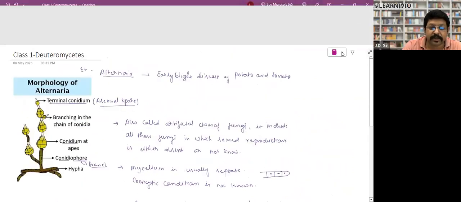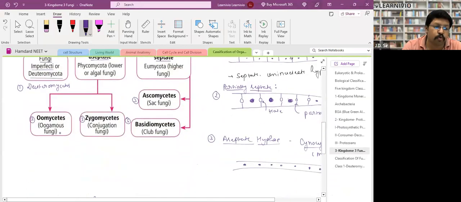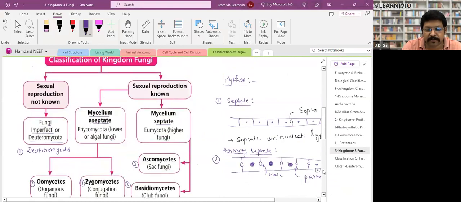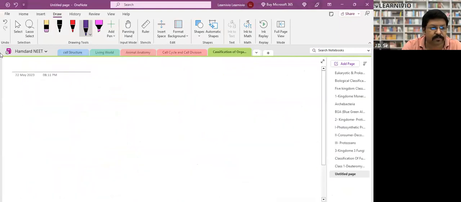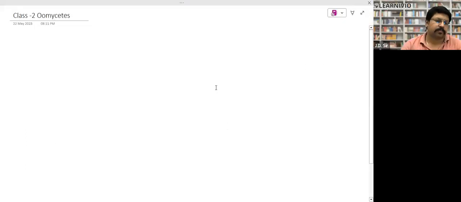Now again, in the second class, what is the second class? We have studied in the classification. The second class is the oomycete, right? Oomycete. So come to the second class. Let me give you a picture or diagram of oomycetes. Then we will come to know what is an example of oomycetes.